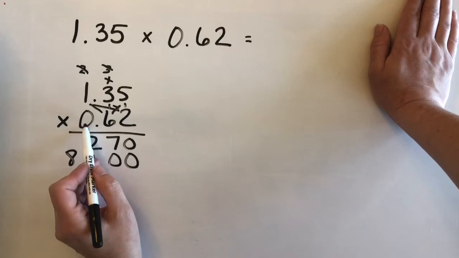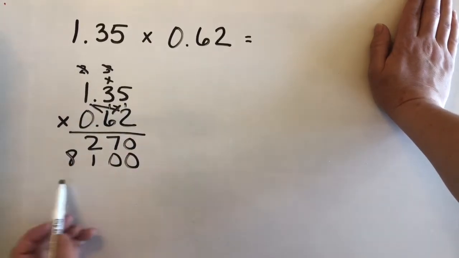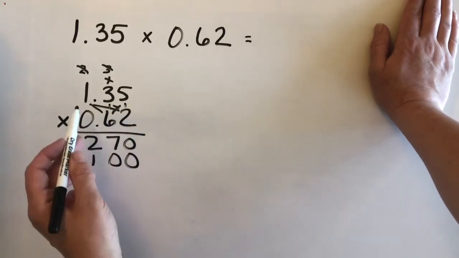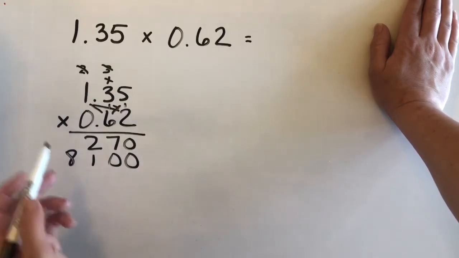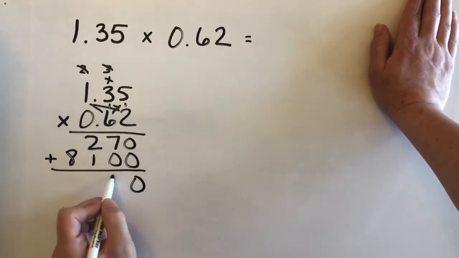Okay, now if I know, or you hopefully will know, 0 times all these numbers is going to be 0. So do I have to actually multiply them? No, because 0 times any number is 0, so I don't have to do that last number. So then I'm going to add them up.